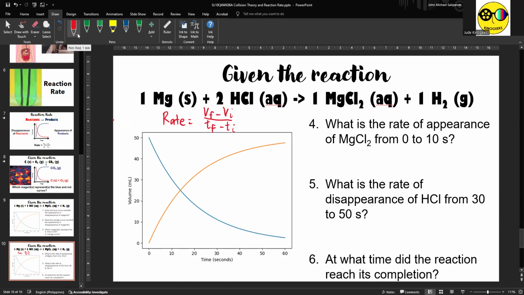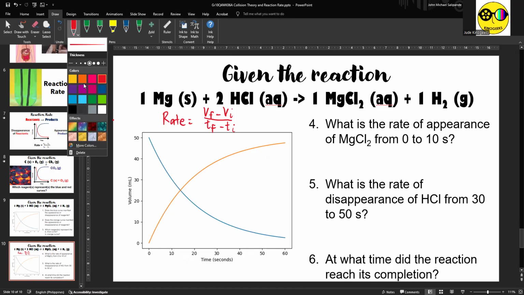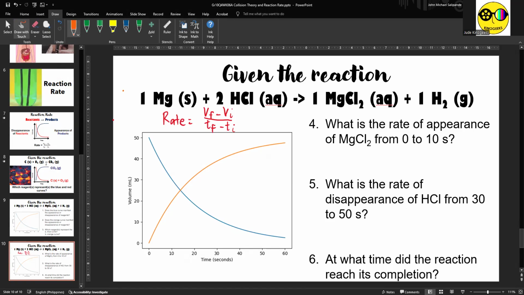MgCl2 is a product, and as we know that the trend for the product, its volume has to be increasing. That's why we will be using the orange curve. Okay, so I write rate here. I'd like to start with time first, no? And according to our question here, we're covering the period from 0 to 10 seconds.